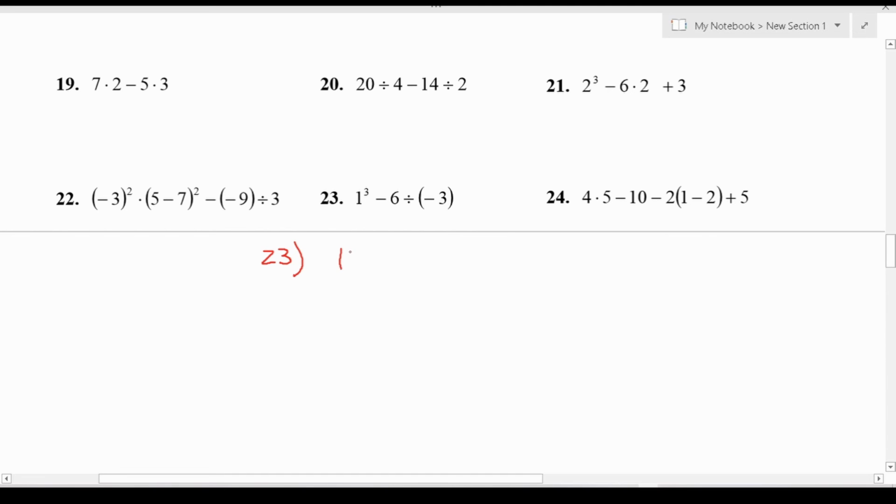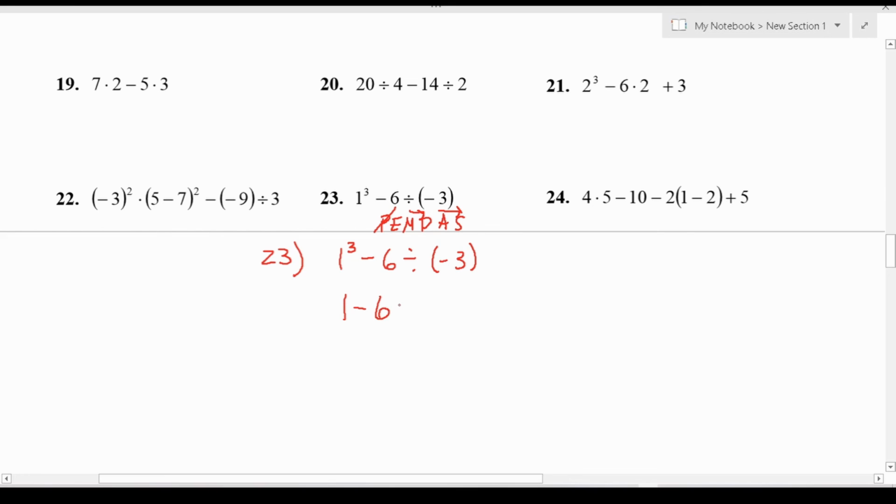All right, 23 is 1 to the third minus 6 divided by negative 3. Again, we're going to do things according to the order of operations. And we're looking at this problem for parentheses. There are none, so we're not going to work on that. Now we're looking for exponents. We can see that we have 1 to the third power. So we have to deal with exponents before we can move on to multiplication and division. In this case, 1 to the third is the same as 1 times 1 times 1, which is just 1.